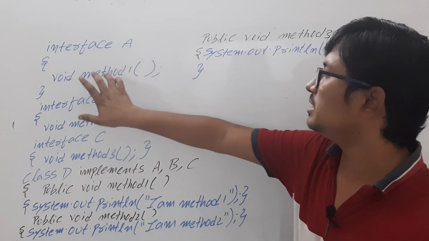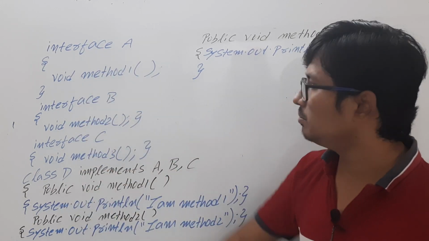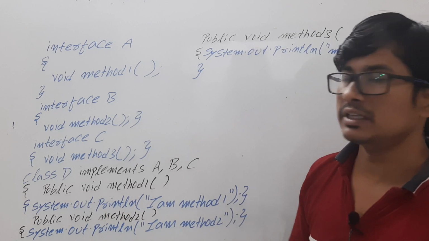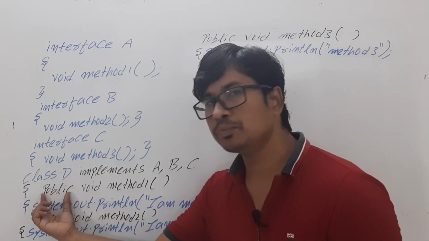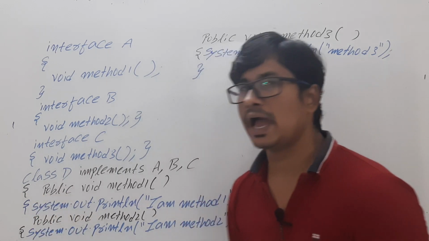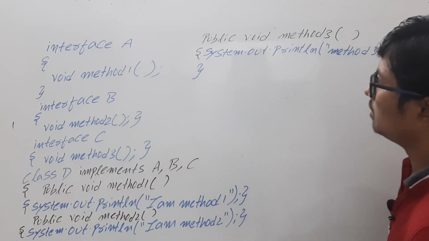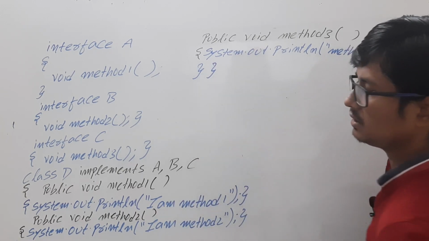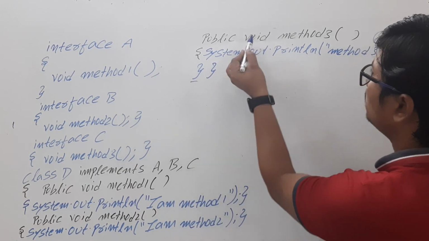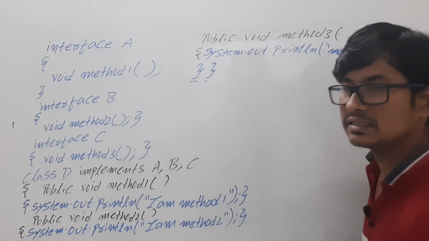So interface A is having method 1, I have provided the implementation. Method 2, I have provided the implementation. Method 3, I have provided the implementation. And remember one important point, you need to use the access specifier as public. Okay. Now let me close the class called D, because here I have closed the method M3. Now I need to close the class D.